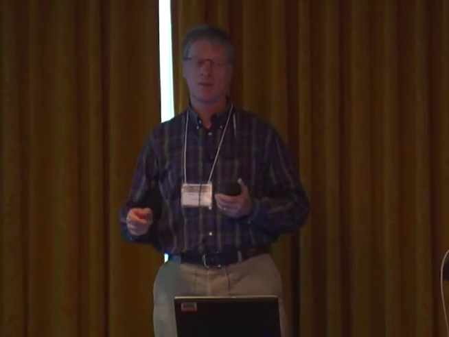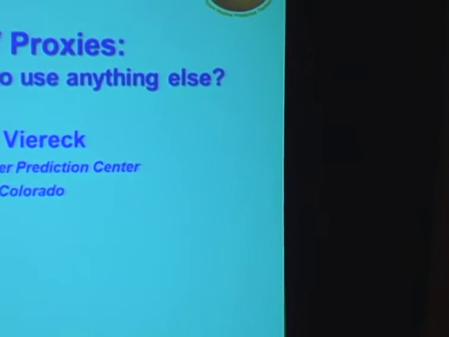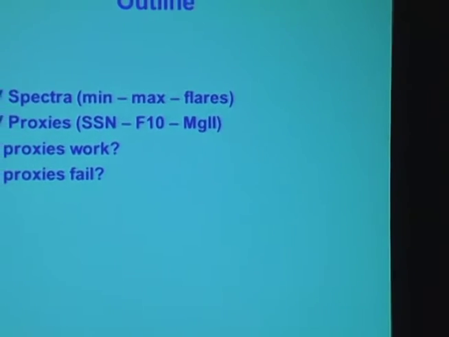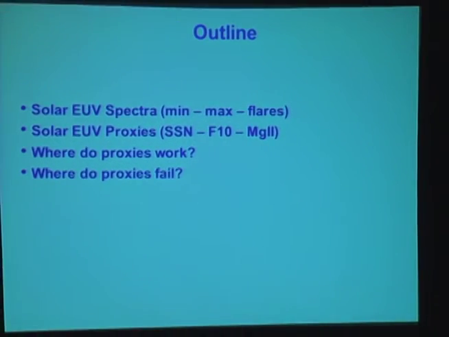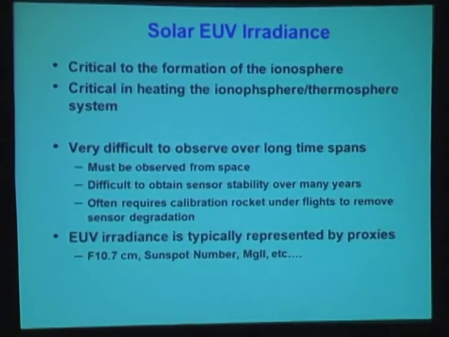So I'm going to talk a little bit about real-time running of models, and that's going to be an important factor. I'll talk about the EUV proxies. I'm going to shift gear a little bit and talk about F10 and sunspot number, and then a magnesium core to wing, sort of show how they work, where the proxies work, and where they fail.